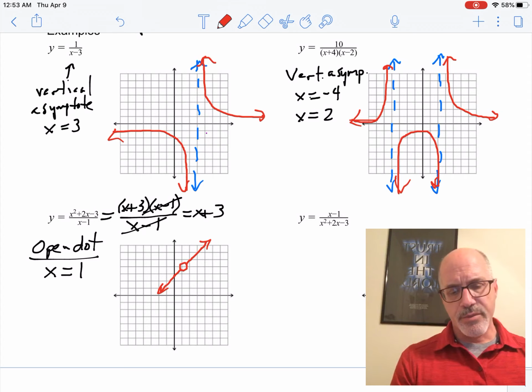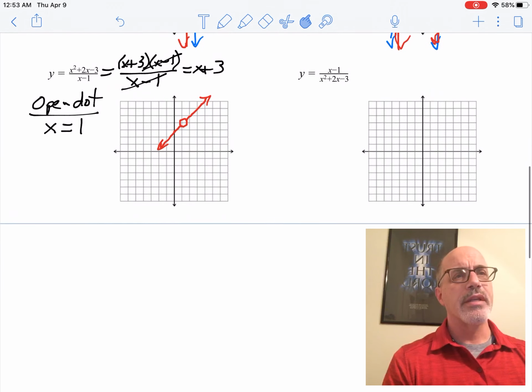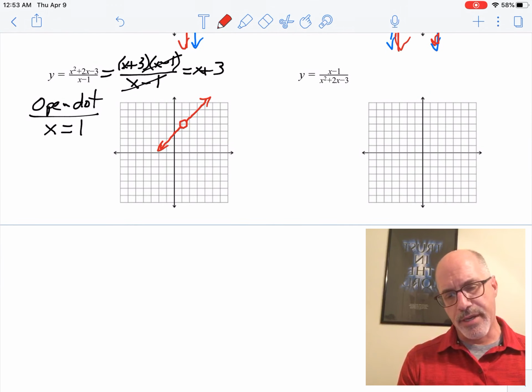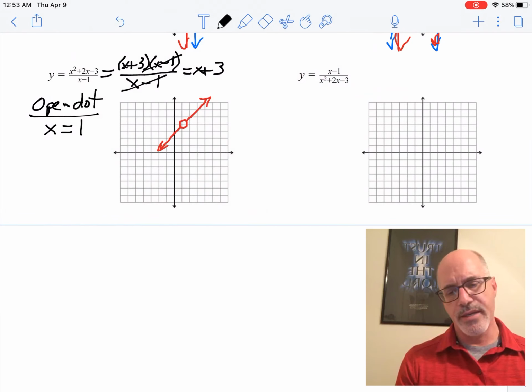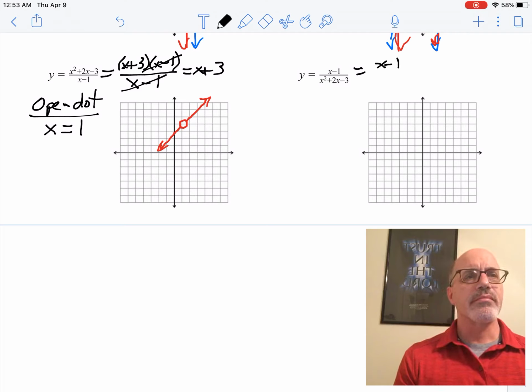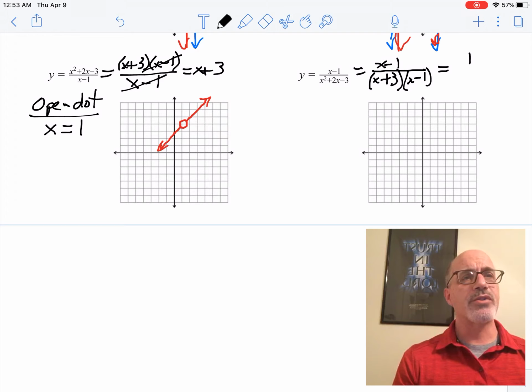I'm going to do something similar on our last example here. Our last example, if we factor that denominator, the denominator again factors into that x plus 3 and x minus 1. And since this is the reciprocal of the other one, it has a different effect on what's happening, because now that we've got those x minus 1s that can cancel, we end up with just 1 over x plus 3.